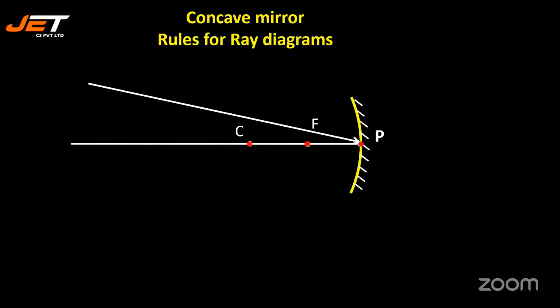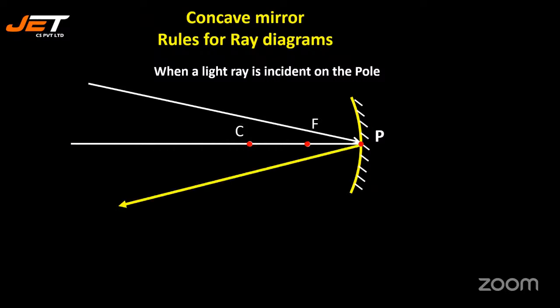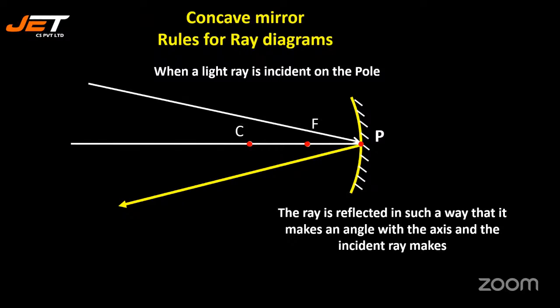When the ray hits the pole of the mirror, P, when the ray is incident on the pole of the mirror, it gets reflected in such a way that it's symmetric with respect to principal axis. Ante, the angle theta made by the incident ray is equal to angle theta made by the reflected ray with the principal axis.